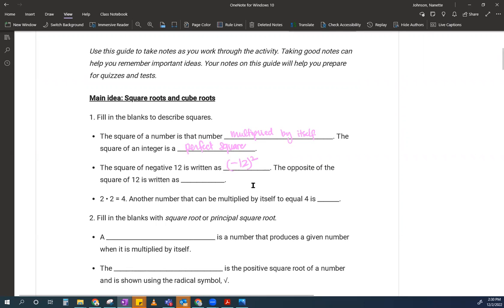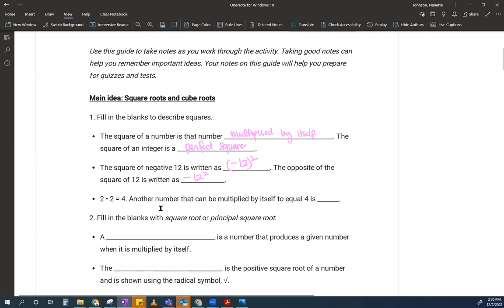Ms. Johnson, why do you have to put it in parentheses? Well, if you didn't, the only thing that's being squared is the 12. The opposite of the square of 12 is written as -12 squared. So these two numbers are not the same. I know they look the same, but they're not. In fact, this number is positive, but this number is negative.